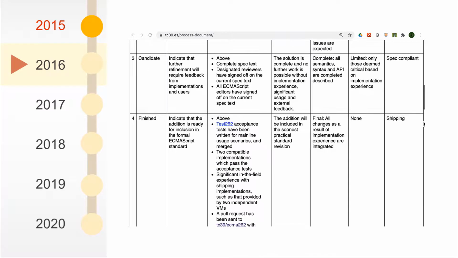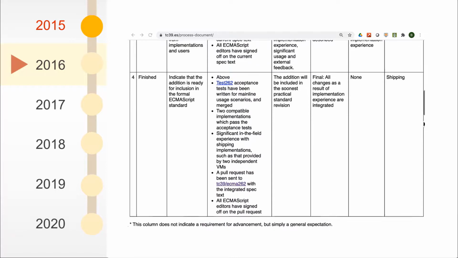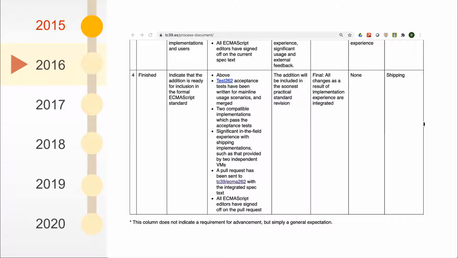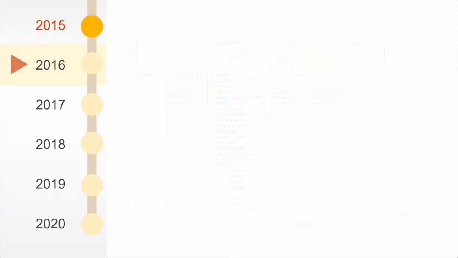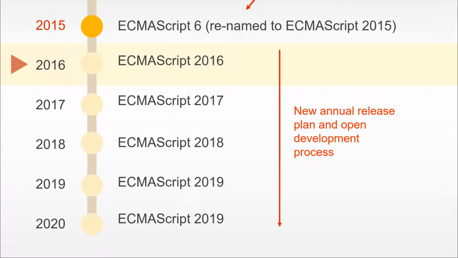The last stage of the process is Stage 4, which means that the proposal is ready to be included in the next version of the specification. We covered a lot of ground in this video.